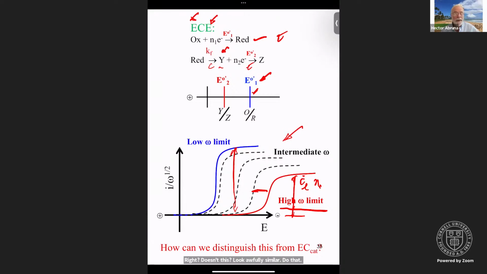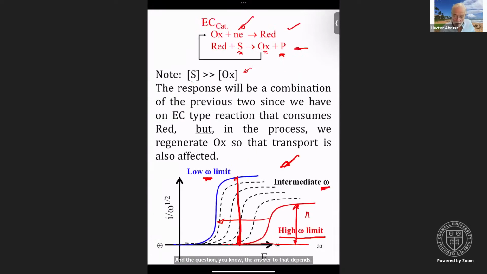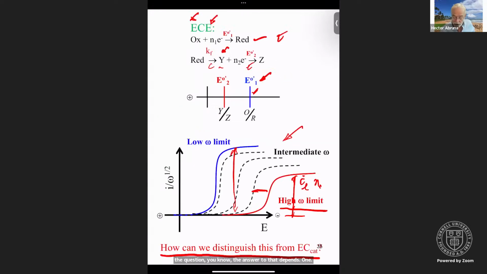If you're saying no, you're not paying attention, right? So the question here: how can we distinguish such a mechanism from an EC catalytic? The answer depends on how fast this process is versus how many electrons are transferred here. In discrete electrochemical processes as shown here, N might be 1 or 2, in that ballpark.